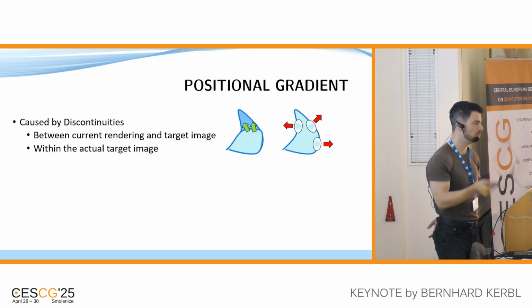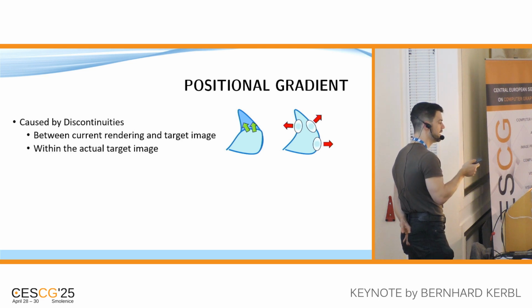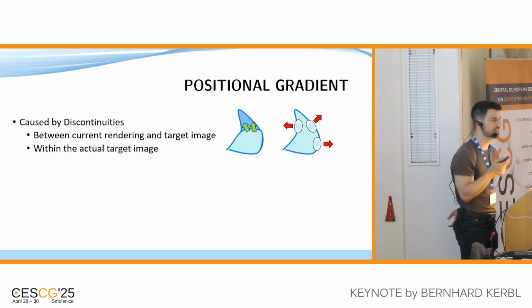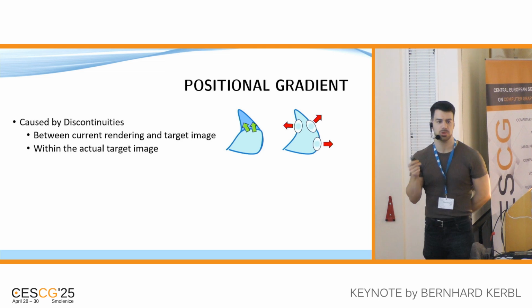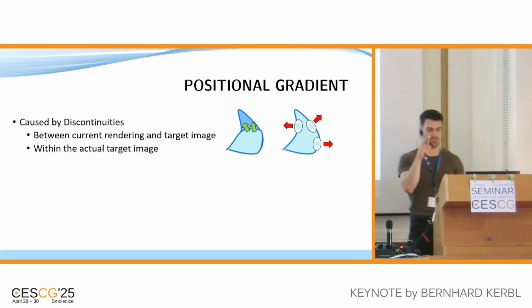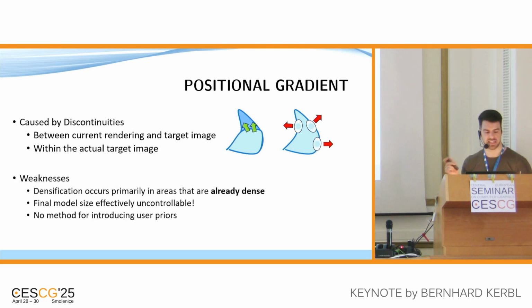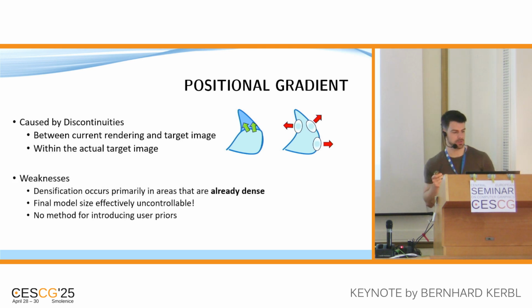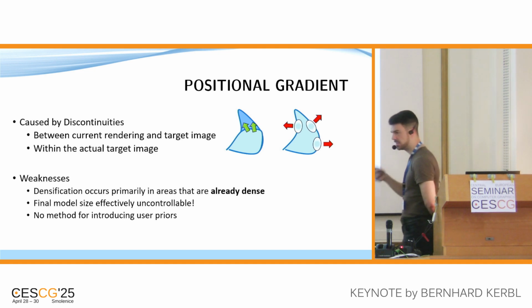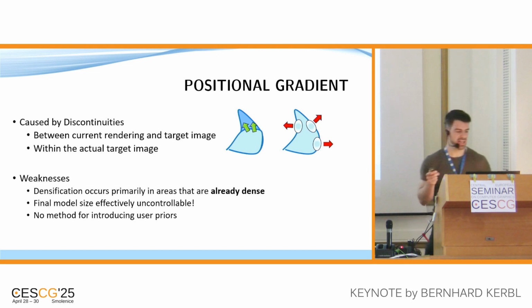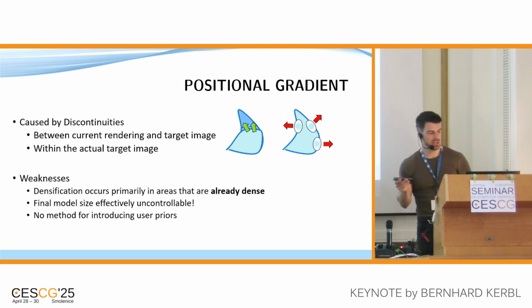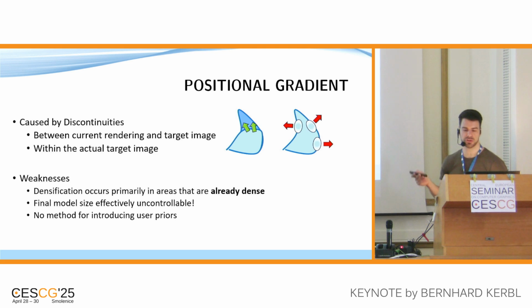Now, whenever there is a hard border, or whenever there are fine details, clearly you would like more expressivity. Clearly you would like more primitives there to actually model the scene, or actually model all of these fine and potentially very sharp edges. So again, the positional gradient is a nice indicator for putting Gaussians in new places. Now there's some weaknesses, because the densification occurs primarily in areas that are already dense. So the final model size, using this very basic strategy, is actually not very effectively controllable. And there's no known method for introducing some smart priors.